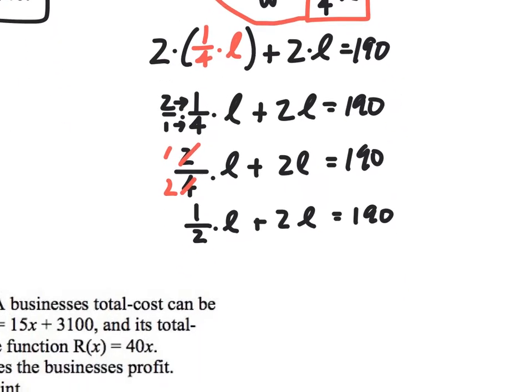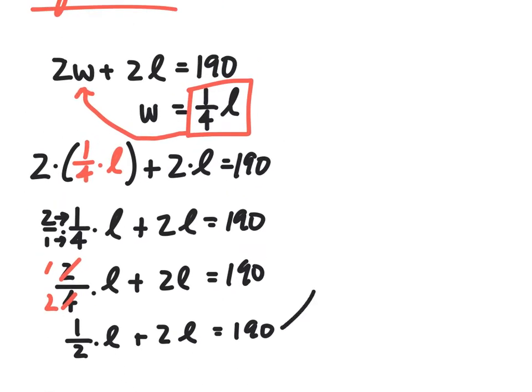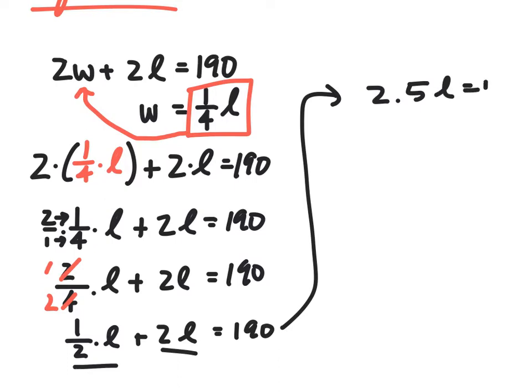All right, now this is where it gets a little tricky, and let's rewrite this up here. I want to combine these two as like terms. Okay, now I know it's going to give me 2.5, so 2.5L is equal to 190. Okay, now sometimes it's not as easy to do these fractions, so you'd want to combine these two, and if you wanted to keep it in fraction mode, do 1/2 plus 2 over 1. So that's going to be a common denominator of 2.